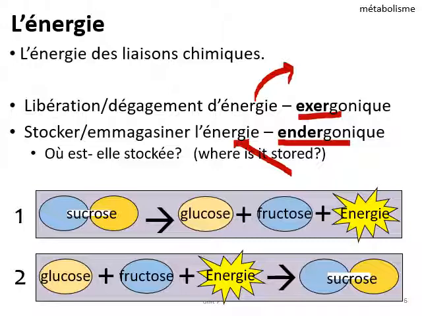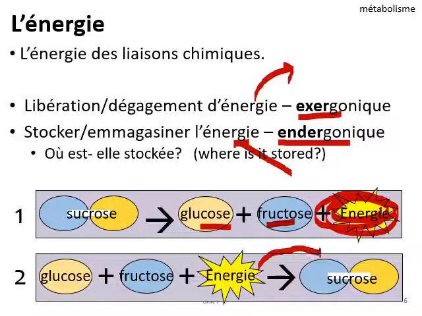When sucrose breaks apart into glucose and fructose, it releases energy. What type of reaction is this? It is exergonic. However, for glucose and fructose to bond, we need to give it energy. What type of reaction is that? That would be an endergonic reaction. The energy is entering the bond.